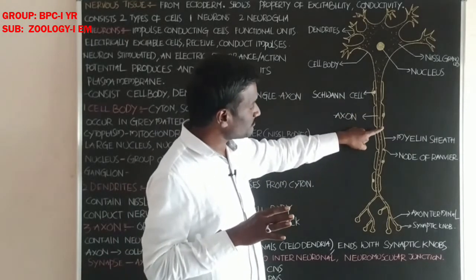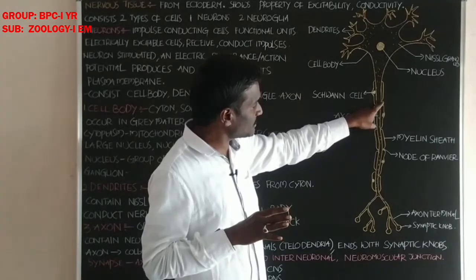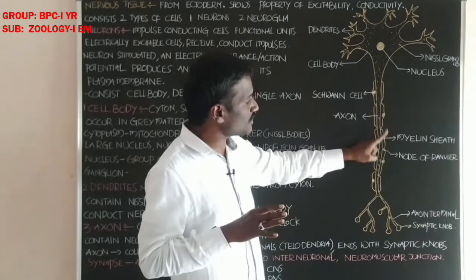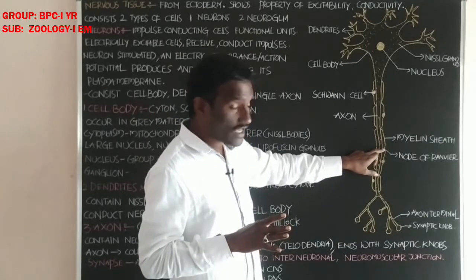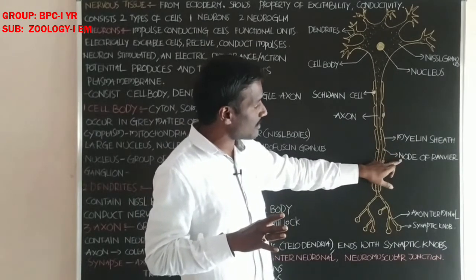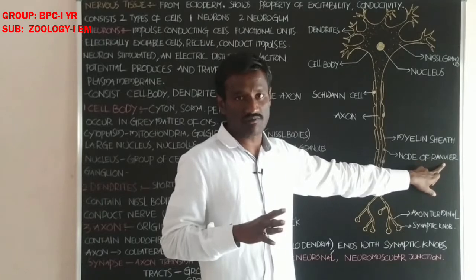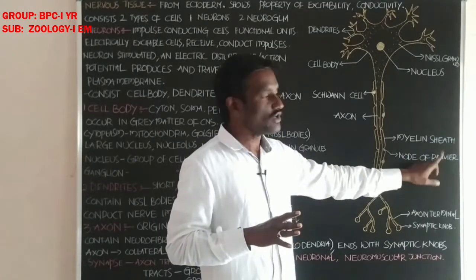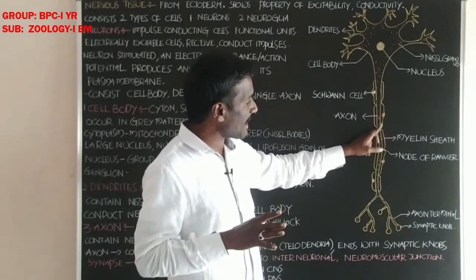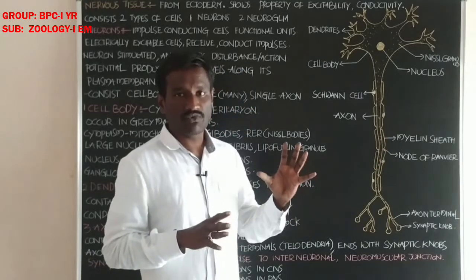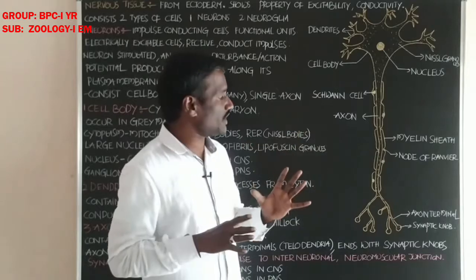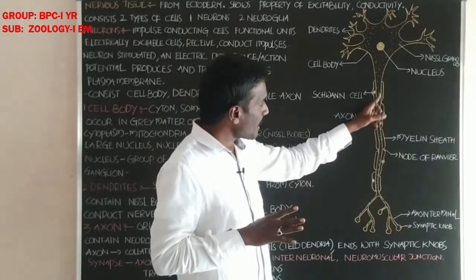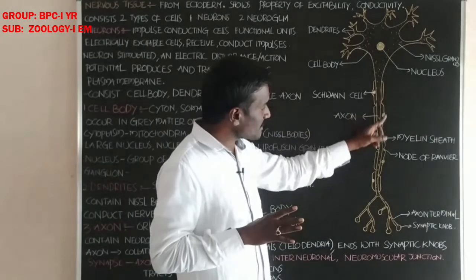Okay, and some spaces you observe are without the myelin sheath. These spaces are called nodes of Ranvier. Student, the myelin sheath consists of fats and a lesser amount of proteins. Okay, and this is the myelin sheath.